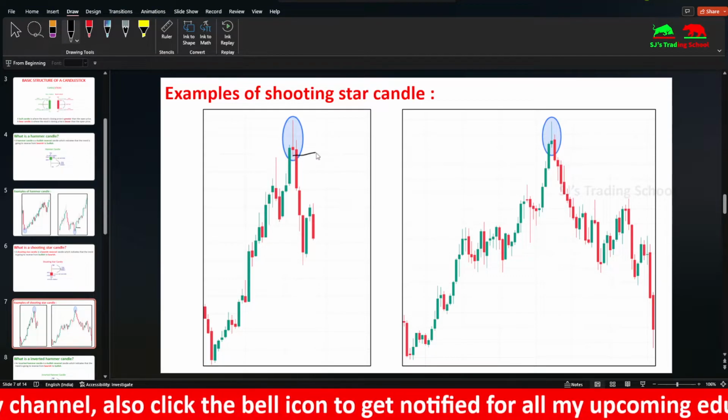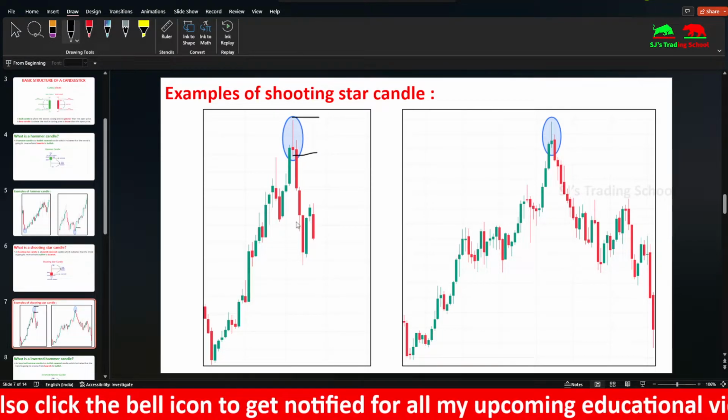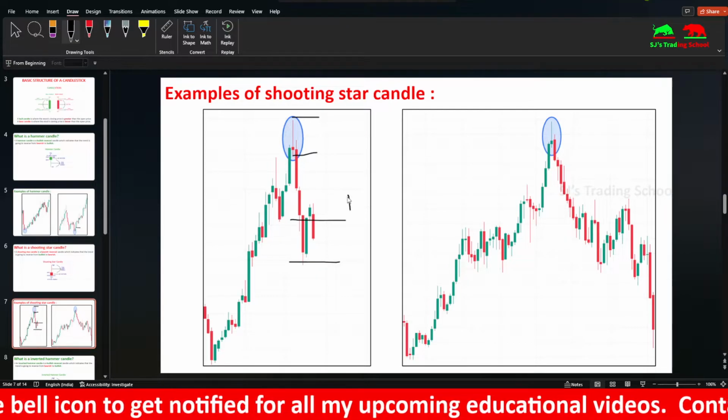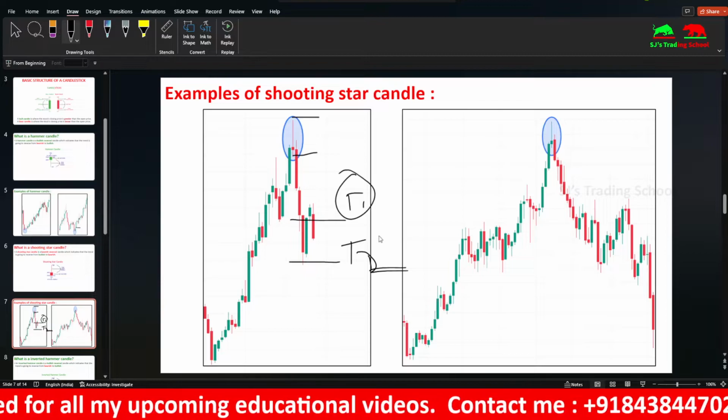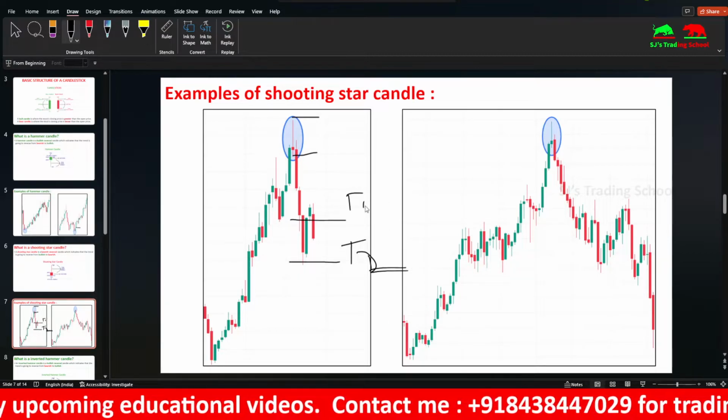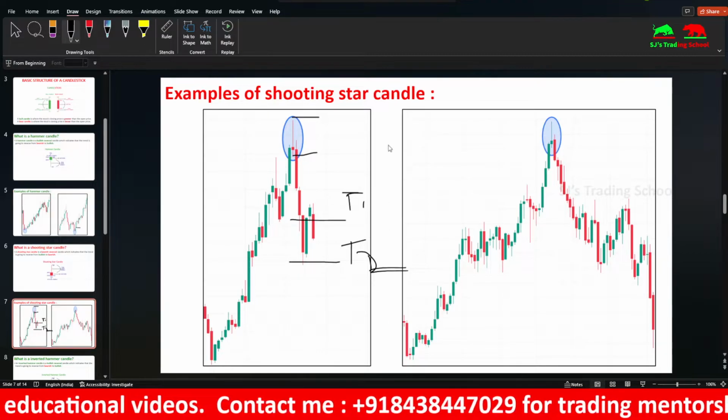So the entry should be taken here, and the stop loss here, and exit here or here. This is target 1 and this is target 2. You can take half of the profit here and another half here, or you can keep trailing stop losses.